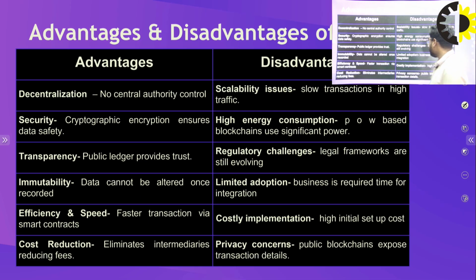And the last one is privacy concern. Public blockchains expose transaction details. It means the transactions are exposed because they are all public data, while the data are stored in a privacy manner for the private area. So the private area has the advantages, but in the public area, these are the disadvantages, because all the transaction details are exposed by the blockchains.